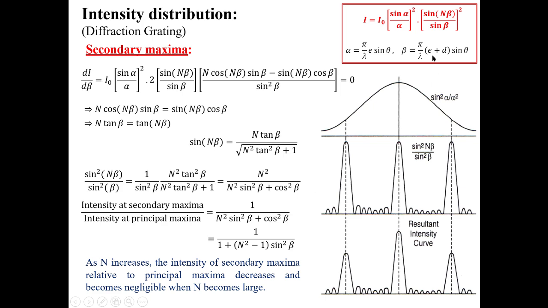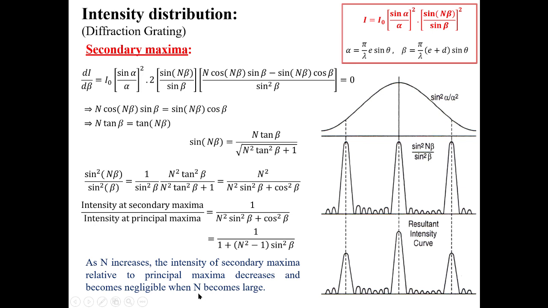When these two patterns are multiplied to give the final pattern, it becomes like that. So the central principal maxima is highest because of the multiplication of these two values, and the principal maxima for n equal to minus 1 and n equal to plus 1 have lesser intensity than that of the principal maxima corresponding to n equal to 0, because of the multiplication of this value and this value. So this is the final pattern due to the grating at the screen.